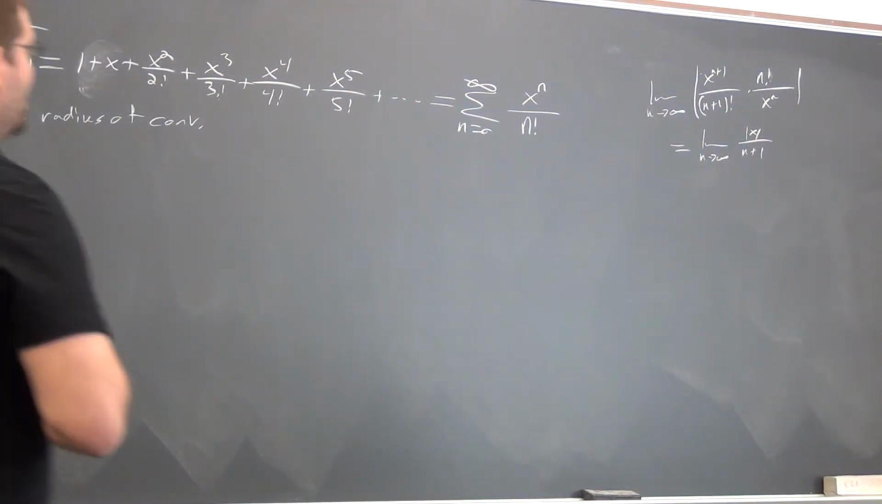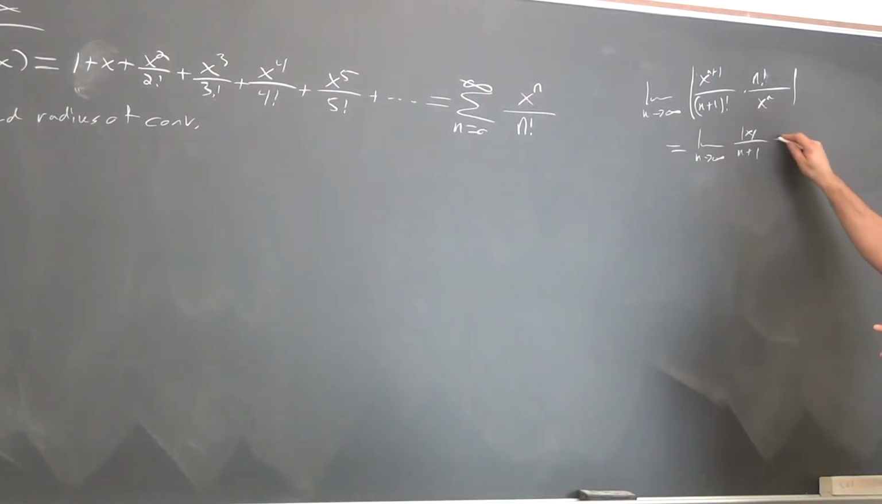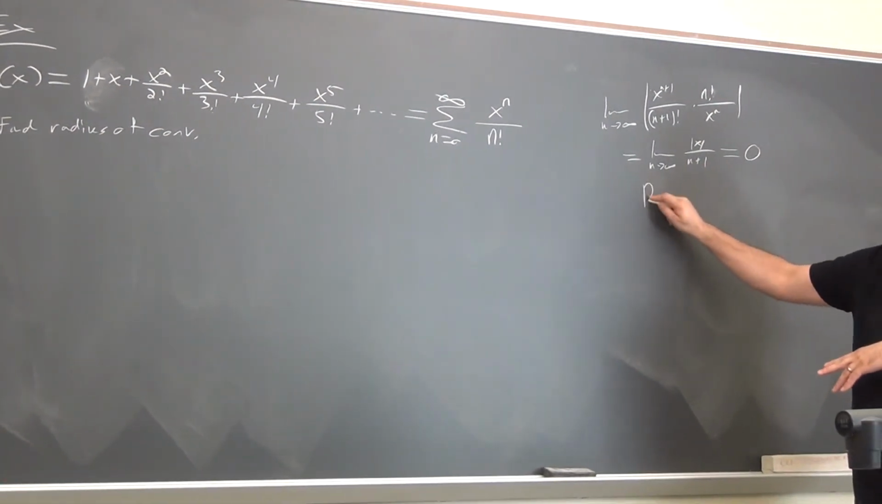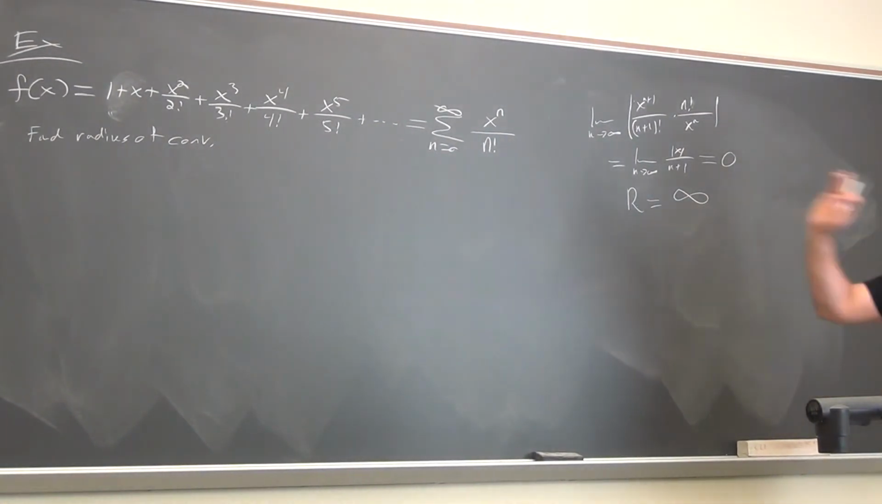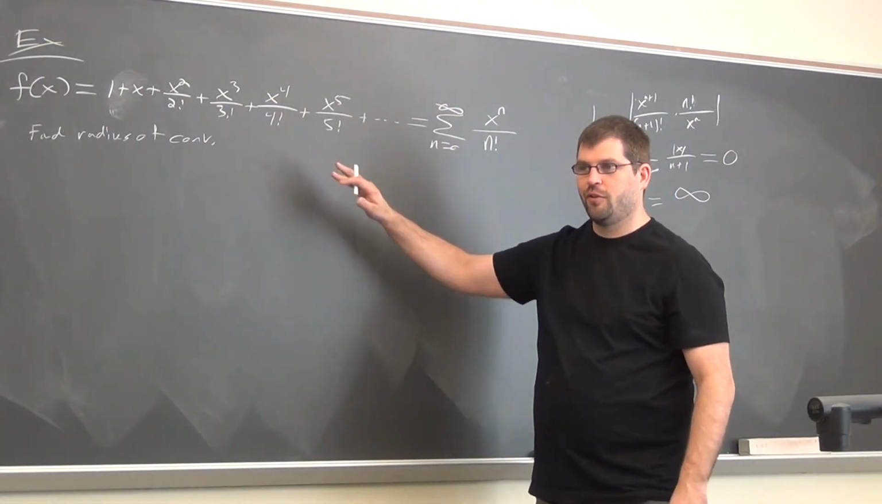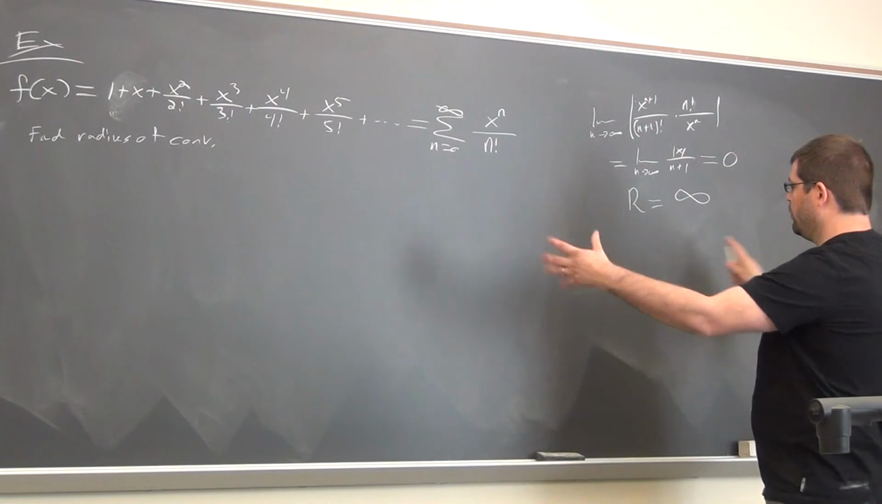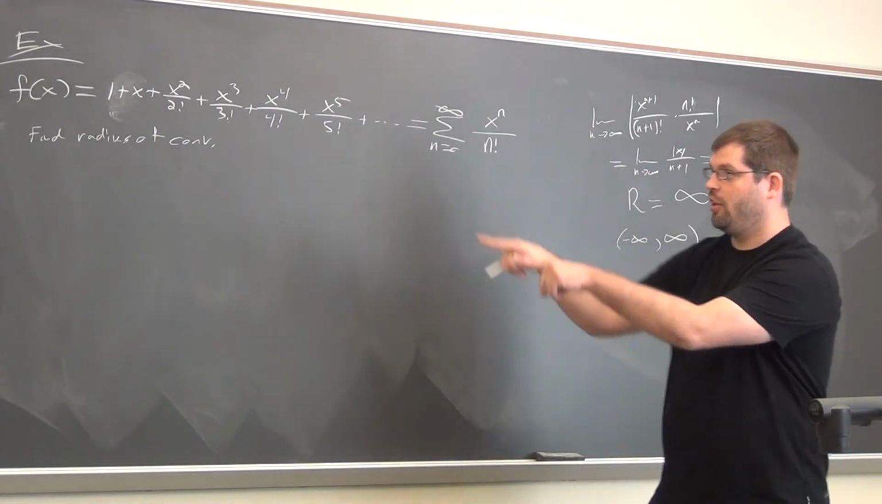Alright, so if you just apply the ratio test, you should get absolute value of x over n plus 1, and what's that go to? 0. So what's your radius? Infinity. So this means that this function is defined for every x. Your interval is from negative infinity to infinity. That's an open interval, so the theorem applies.